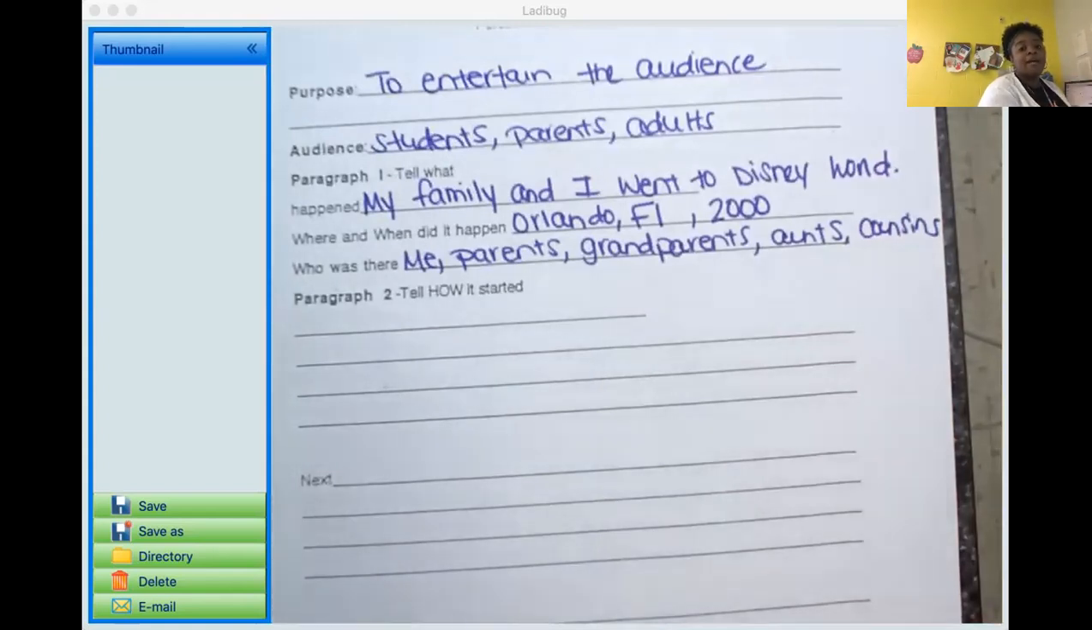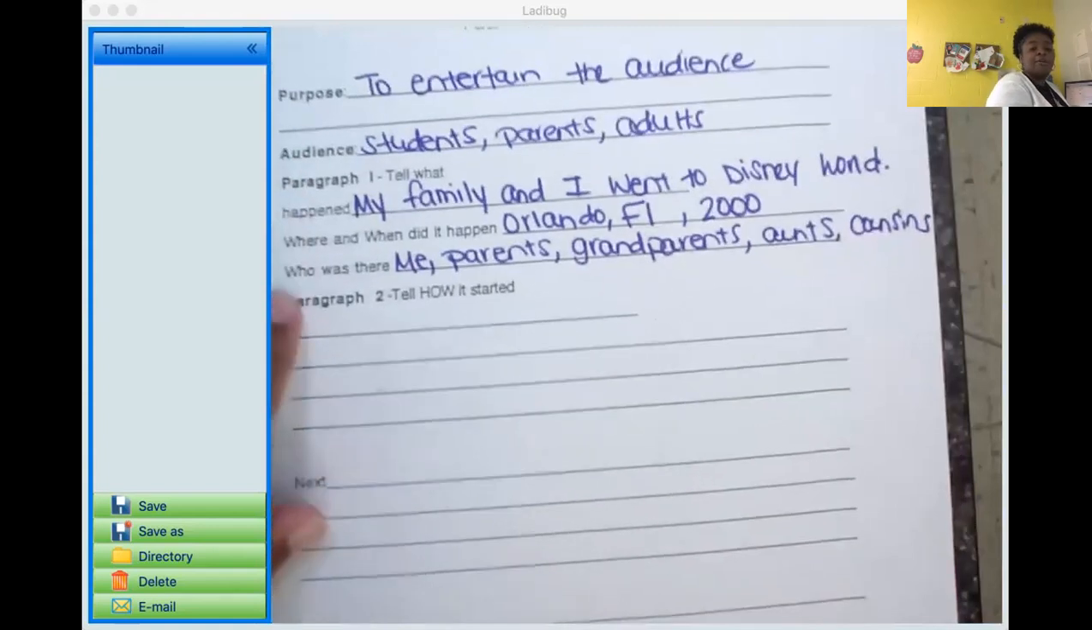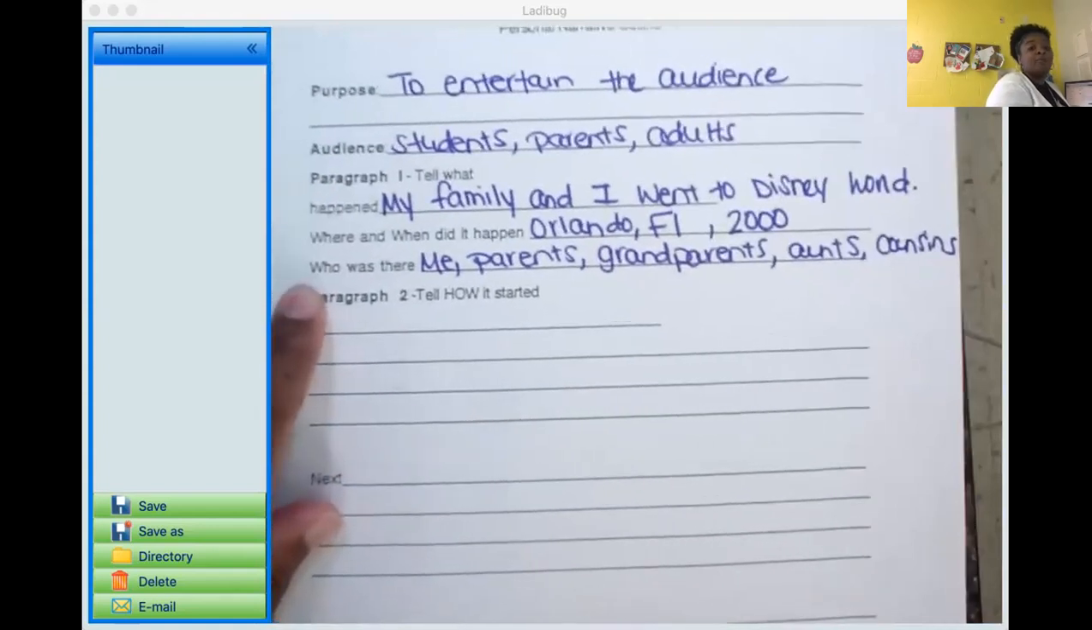Okay, so go ahead and write in who was there in terms of your event or your topic for your personal narrative. Okay, and if it was just you, that's fine too. Or if it was you and a pet, that's cool. So tell me the characters that are going to appear in your narrative. Okay, so that's all the information that's going to go into paragraph 1.